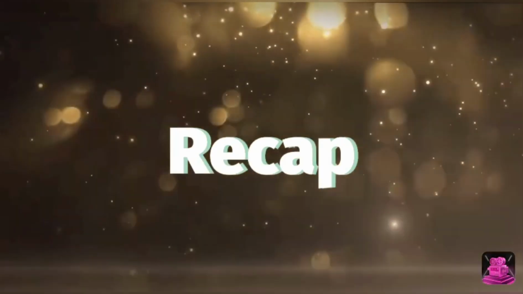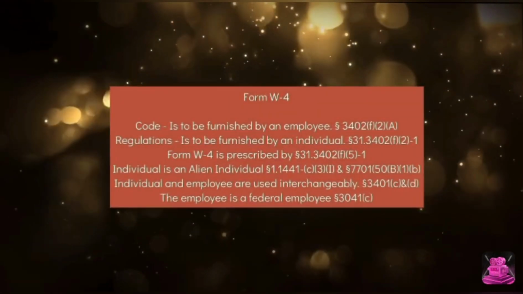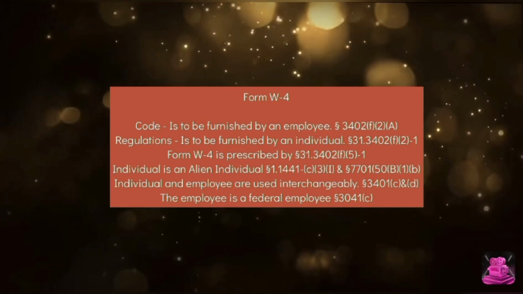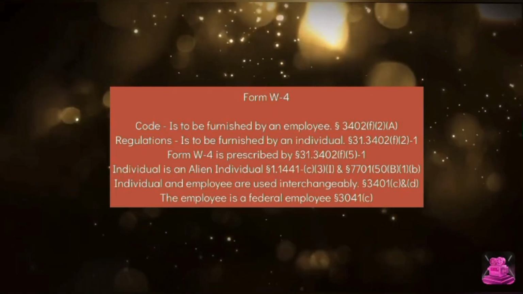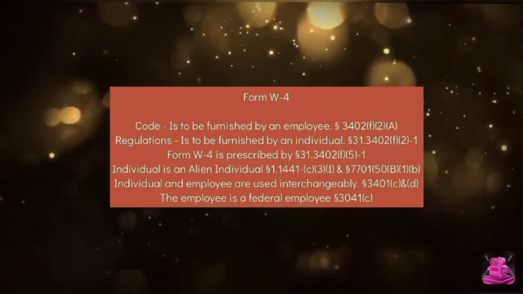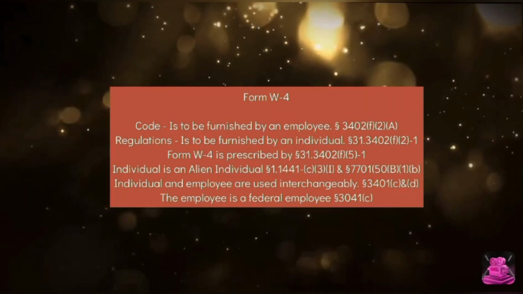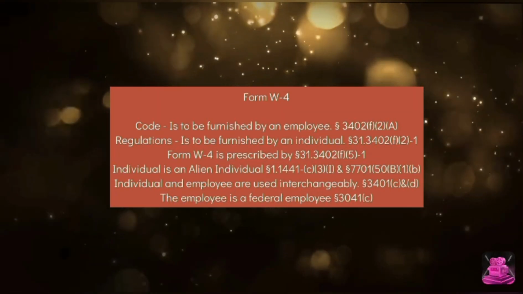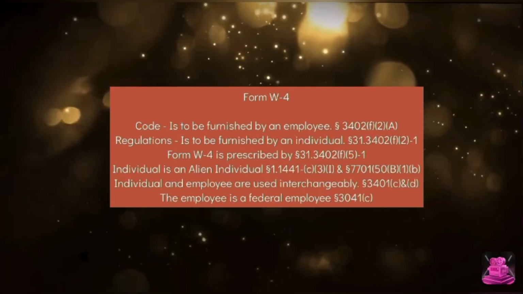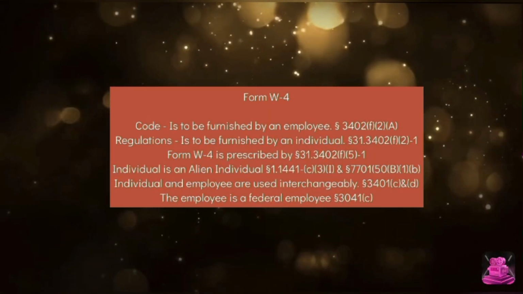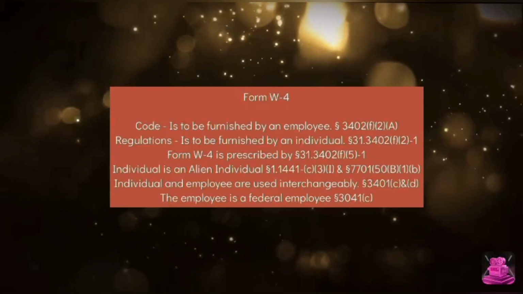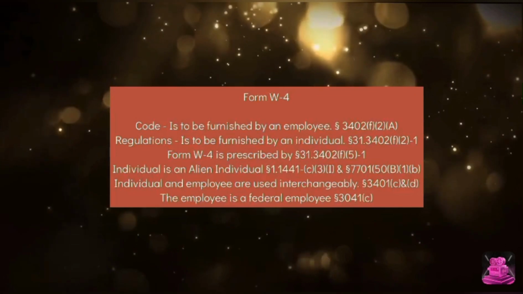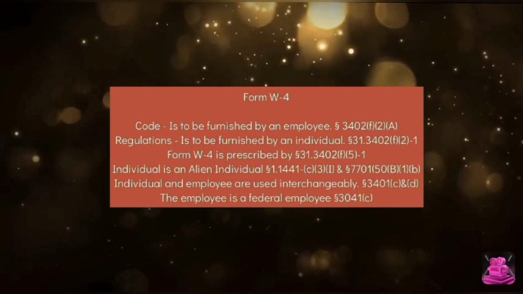So, let's recap. We learned in the first video that Form W-4 in the code is to be furnished by an employee. In the regulations is to be furnished by an individual. That Form W-4 is the form prescribed by the regulations as the employee withholding certificate. That the term individual is an alien individual, according to the regulations and the code. That the terms individual and employee are used interchangeably in the code.